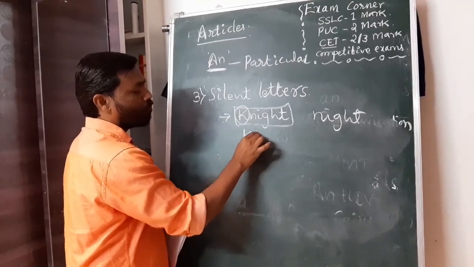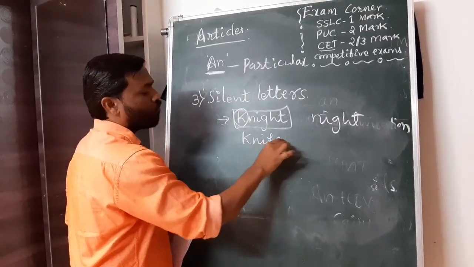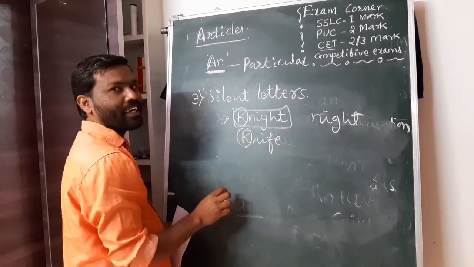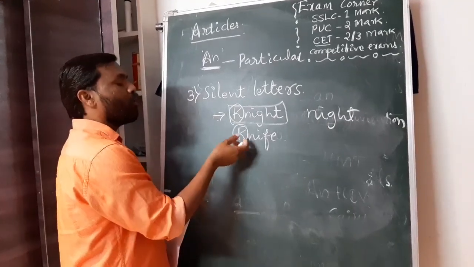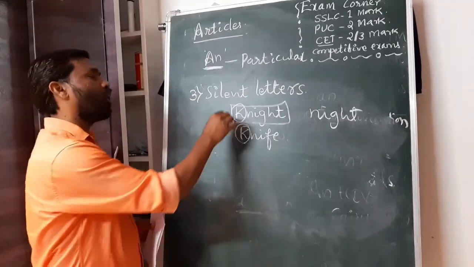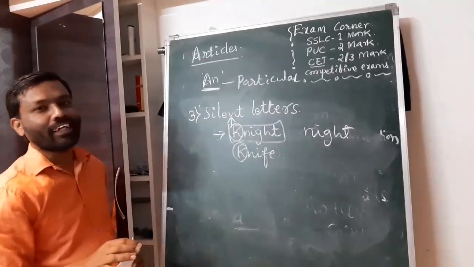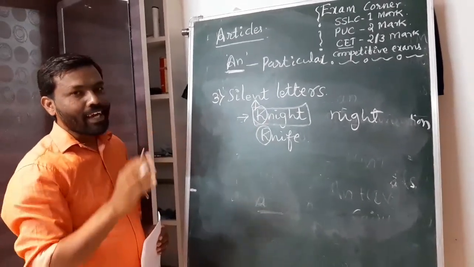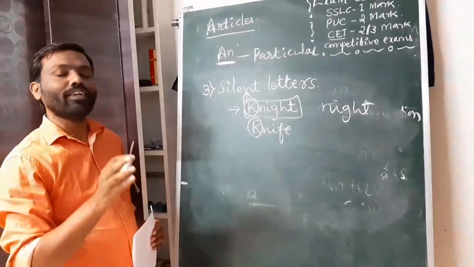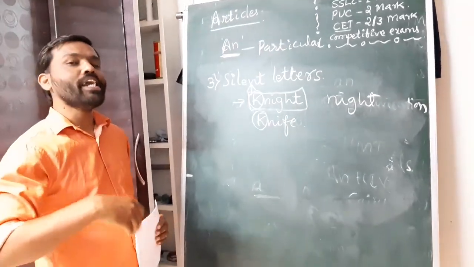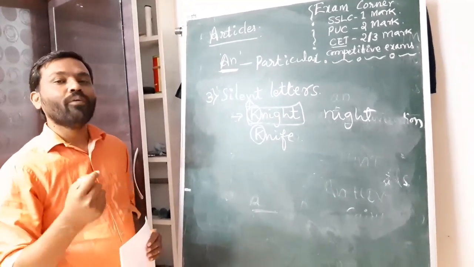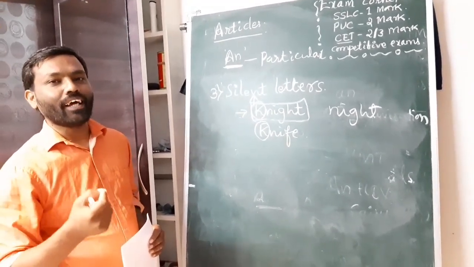Take another example, K-N-I-F-E, knife. Here also we are not pronouncing K. So when the letter is not pronounced, that letter is called a silent letter. Now, in the case of the article an, when the word starts with a silent letter and immediately follows a vowel sound, at that time we use the article an.